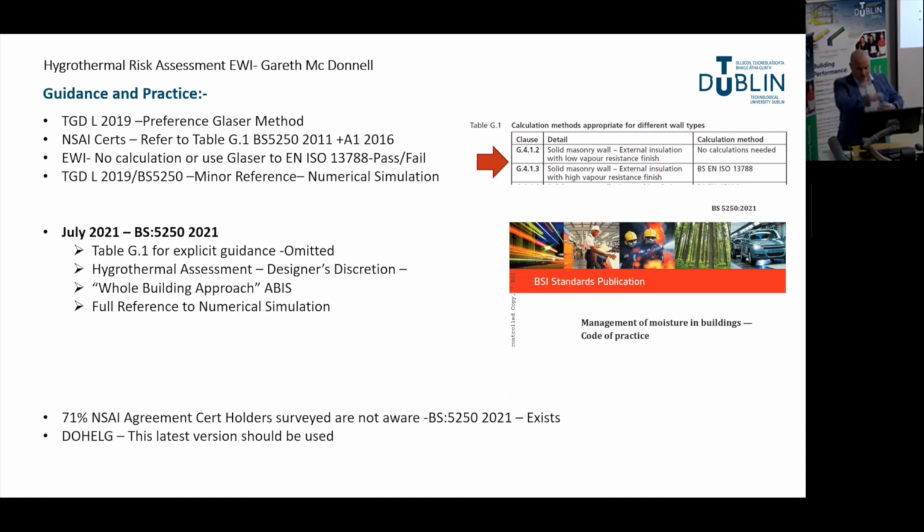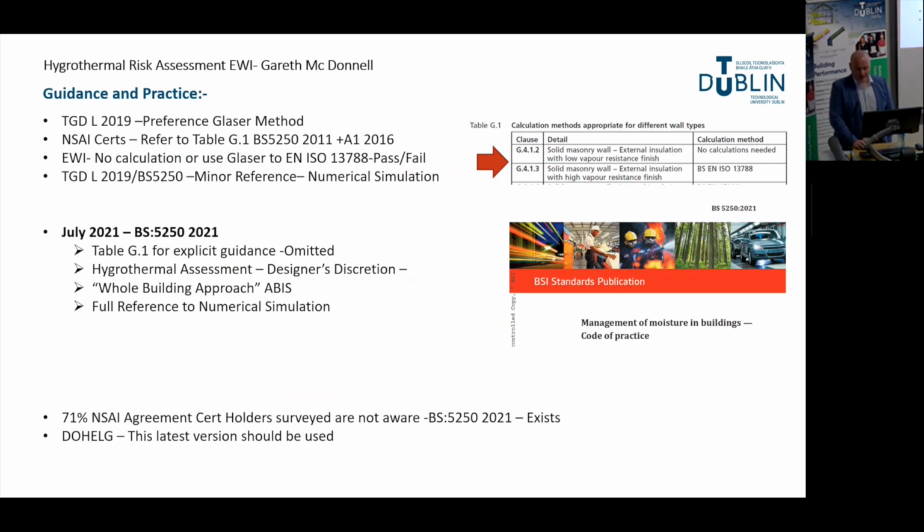So, moving on to guidance and practice. TGDs 2019 and the NSAI agreement certificates for external wall insulation indicate a preference for using the Glaser method, with a minor reference to numerical simulation, as already noted.